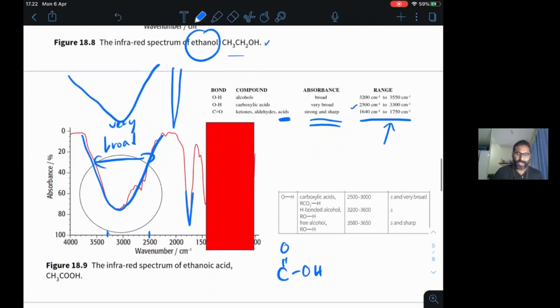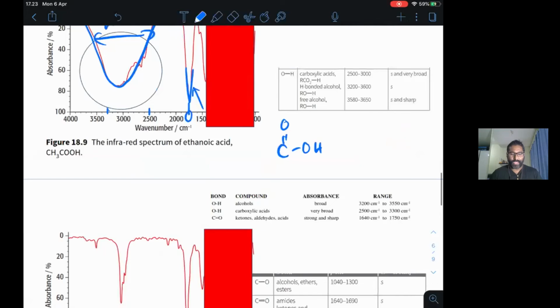So that's going to be a very broad one, at this region. And then they also have a sharp peak over here, a strong and sharp peak at 1,640 to 1,750. You do not need to give an exact value over there, or if you want you also can, but make sure it's within this range. You need to memorize this.